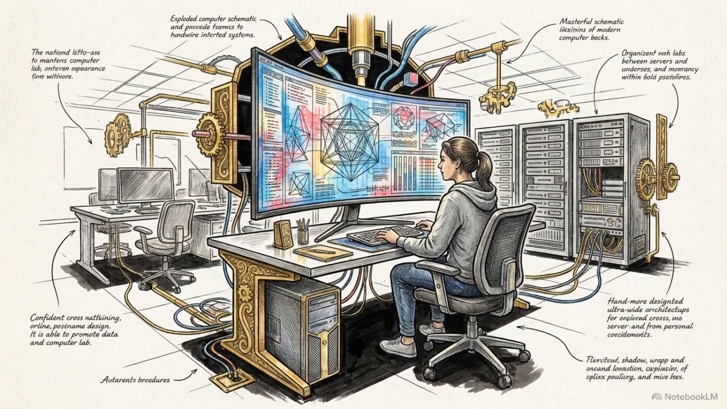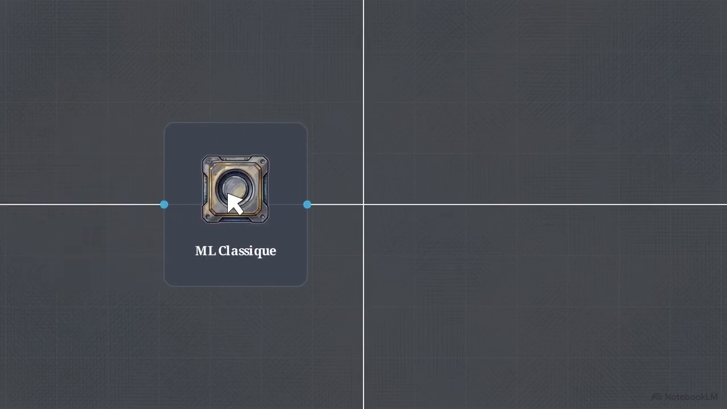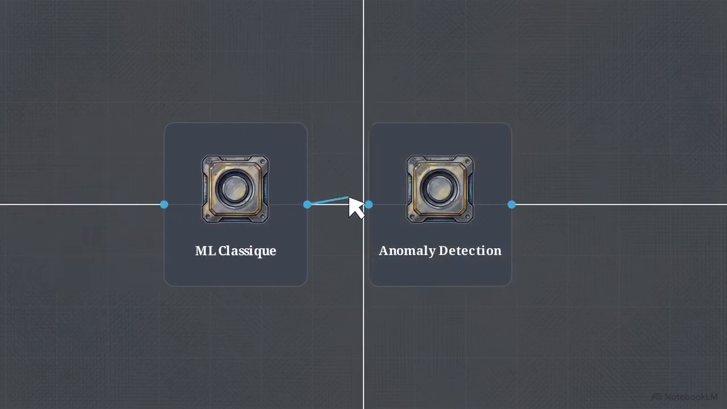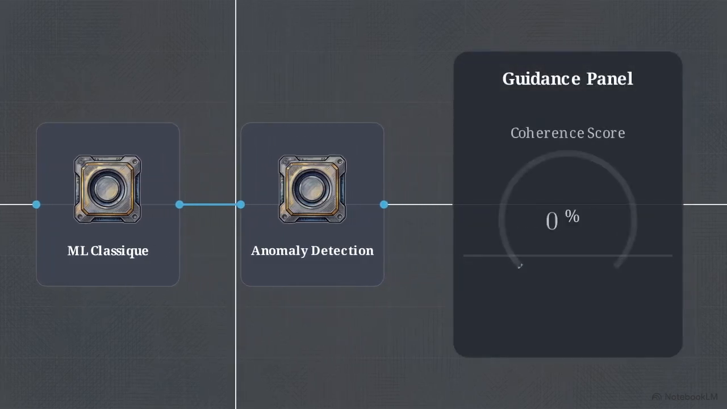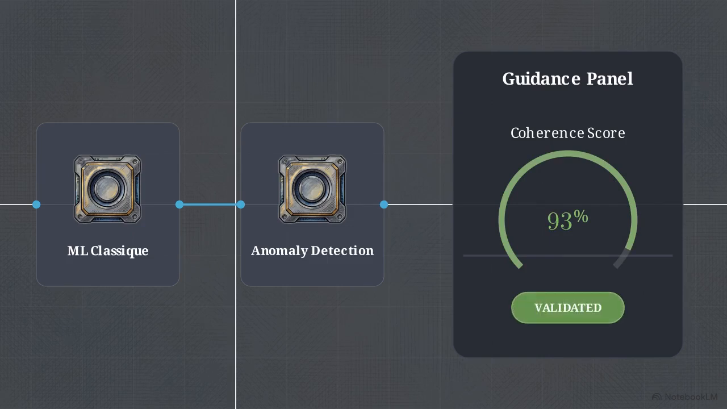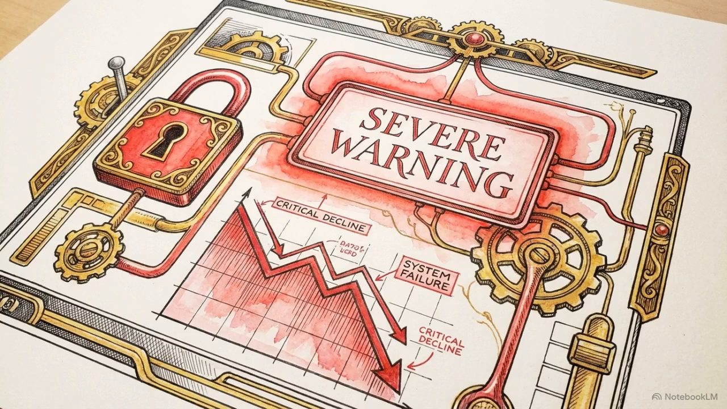Step 1 of the student journey begins with architecture. Here, learners open the Visual Algorithm Designer and the Algorithm Builder app. Instead of blank text editors, students drag and drop prefabricated logic nodes onto a canvas. They wire a standard ML Classique node directly into an anomaly detection node. The system then returns a coherence score, giving immediate, deterministic feedback. This visual building phase allows learners to grasp abstract pipeline architecture before they face the financial costs or cybersecurity risks of a live coding environment.